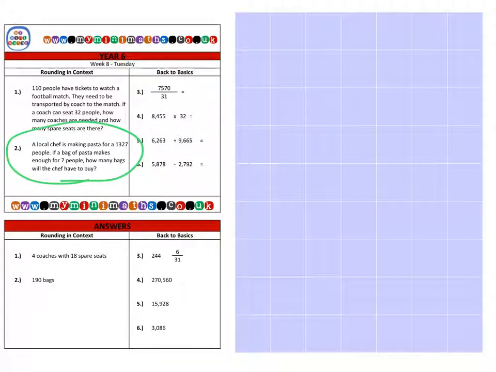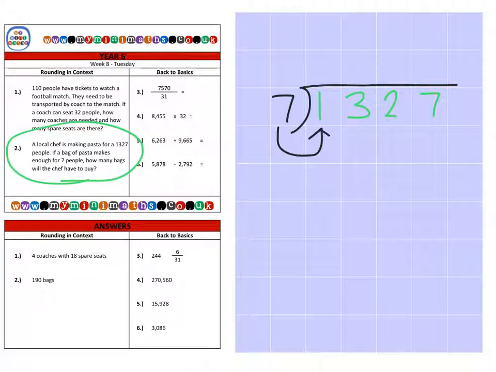So if we have 1,327 people, and we know each bag of pasta will feed 7 people, we're going to split those people into 7 parts, and it'll tell us how many bags we will need. So some short division now, so 7 into 1 doesn't go, and we're going to carry the unused 1 over. Then 7s into 13 go once again, this time carrying 6 over.